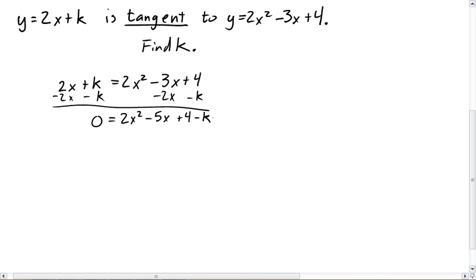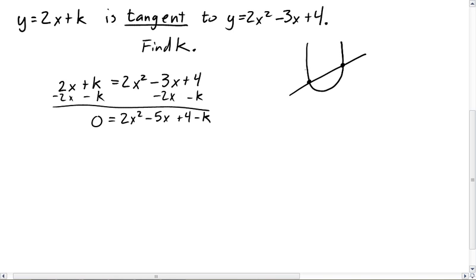Now, keep in mind that this equation, 2x squared minus 5x plus 4 minus k, is not either of the original equations. It's a combination of those. If I solve this equation, it should give me the point, or the two points, or the no points where these two graphs cross. Think about this for a minute. If I had a quadratic and a linear graph, this would be a secant, because it touches the graph in two places.